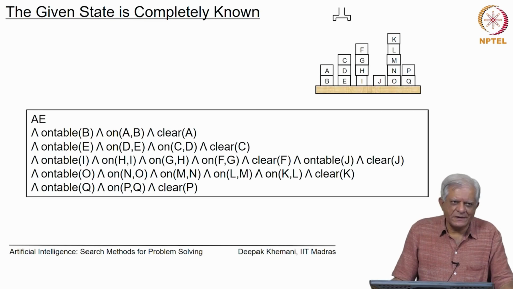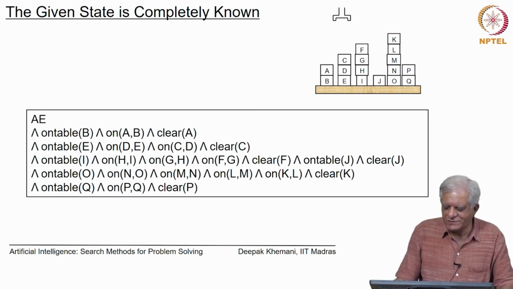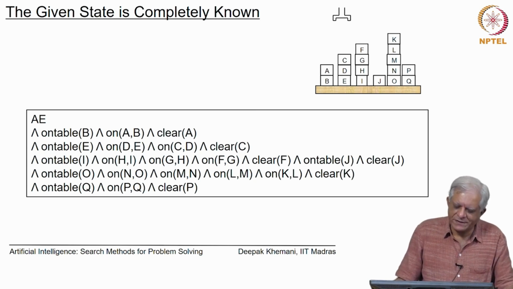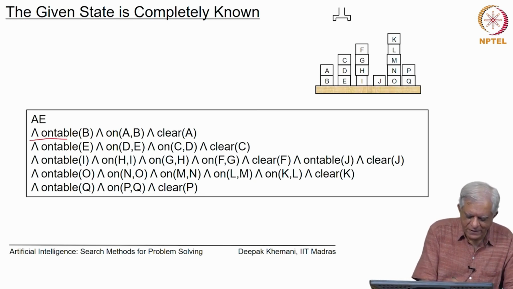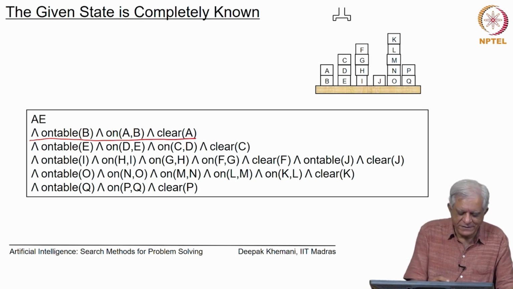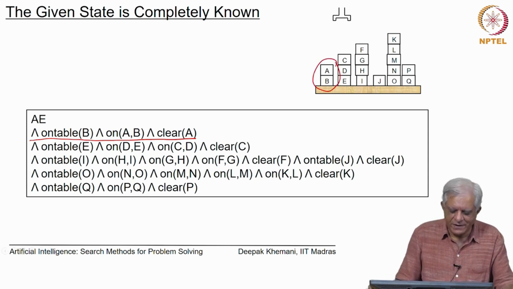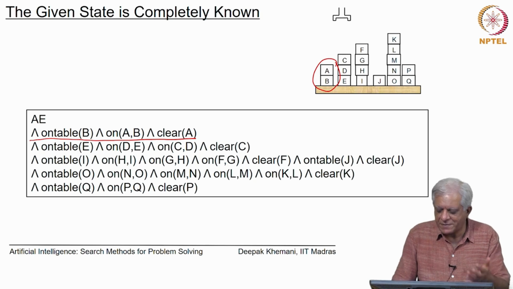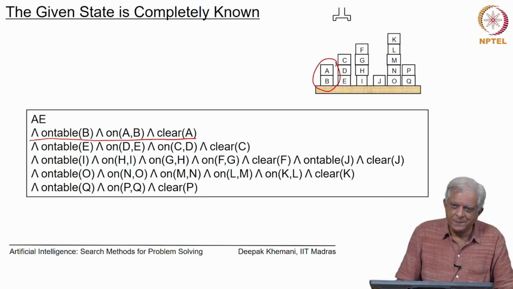The given state is of course completely known. So, the given state that is shown here pictorially on the top right is shown in the box as a set of statements in which all the predicates describe the state. So, on table B says B is on the table, then on A B says that A is on B. I am reading the first line here, and clear A says that A is clear. So, these three statements, on table B, on A B, clear A, are describing this part of the domain. Likewise, other statements describe other parts of the state and we have a complete description of the state.